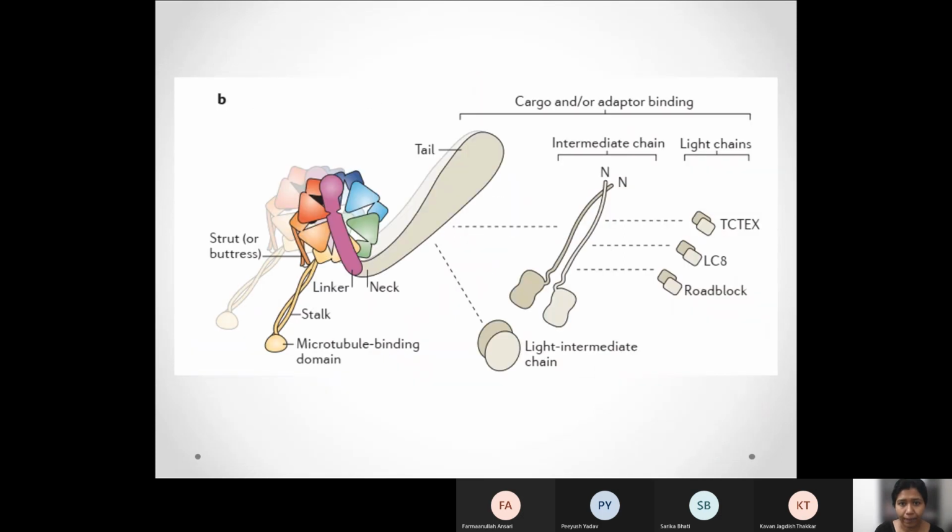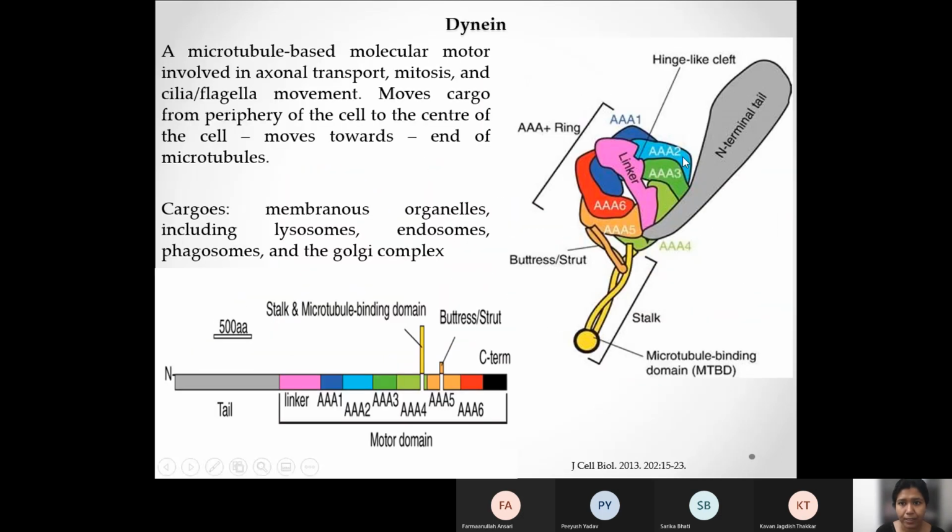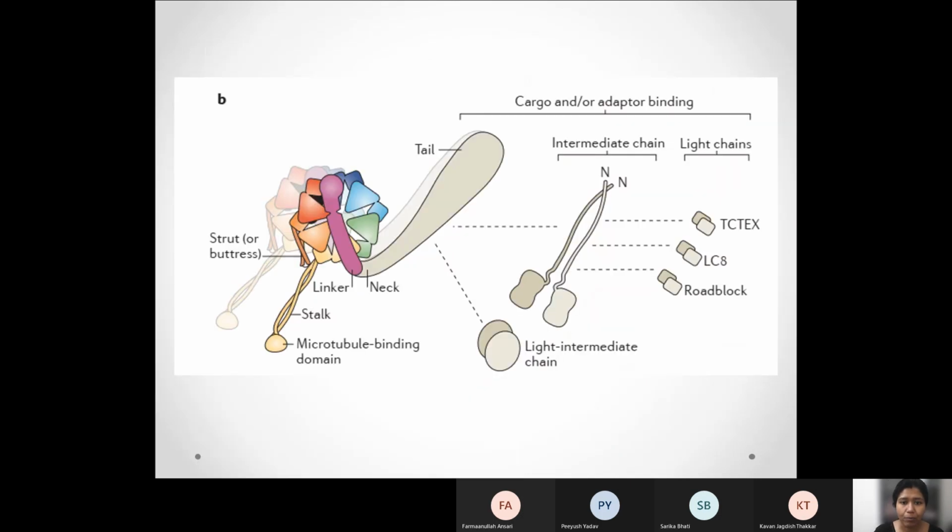So as we have seen, this tail domain, which is at the N terminus, is required for binding to the cargo, right? And it is the point where many of these light intermediate chains actually bind. So this region determines what kind of cargo is going to be carried by dynein. All the accessory proteins that interact with dynein and help it function in carrying the cargo are regulated at this region, which is called the tail region.